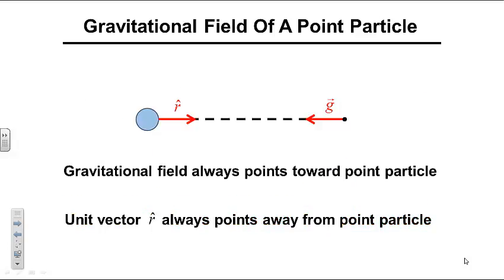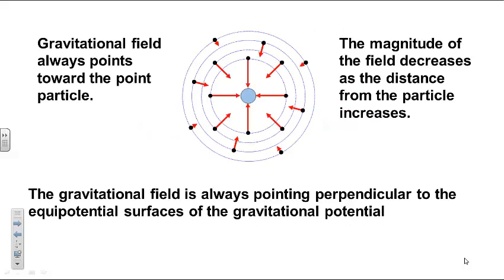While this formalism is technically correct, it is not necessarily straightforward. Thus, as you will see in later examples, always remember that an object's gravitational field points towards the object. The gravitational field always points toward the point particle and is thus always perpendicular to the equipotential surfaces of the gravitational potential of the point particle. The magnitude of the gravitational field decreases as the distance from the point particle increases.